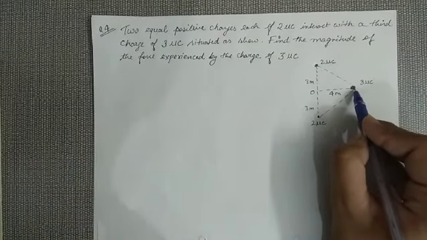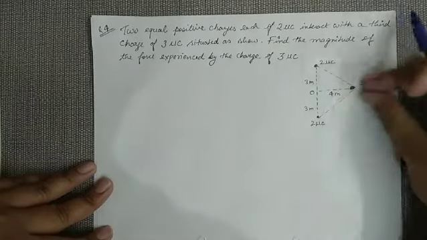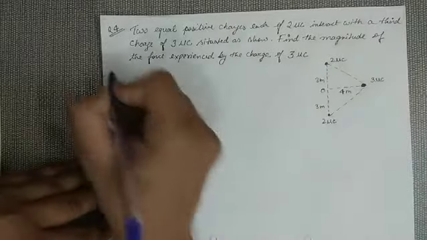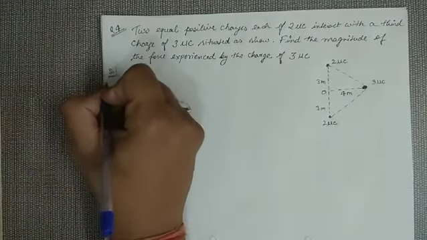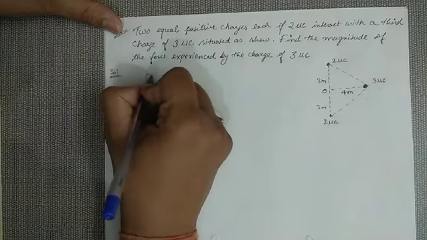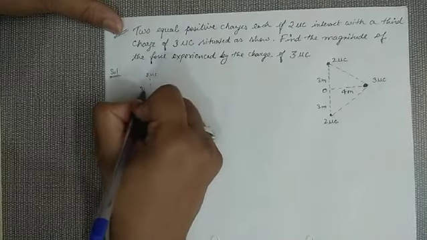Now who are going to apply the force? This 2 microcoulomb and this 2 microcoulomb. These two charges are going to apply the force on this 3 microcoulomb. Let's draw the diagram again. First of all, see, this is 2 microcoulomb and this is point O. This distance is 3 meter.